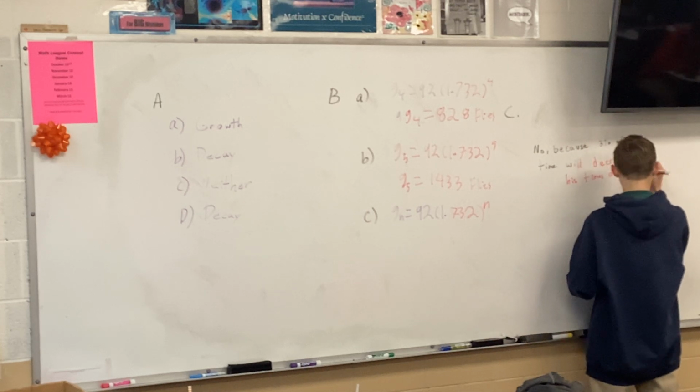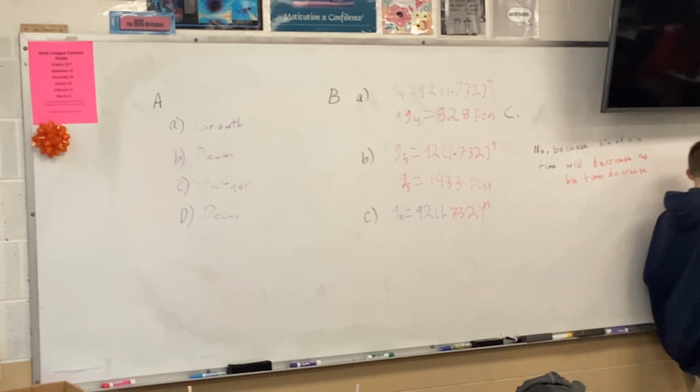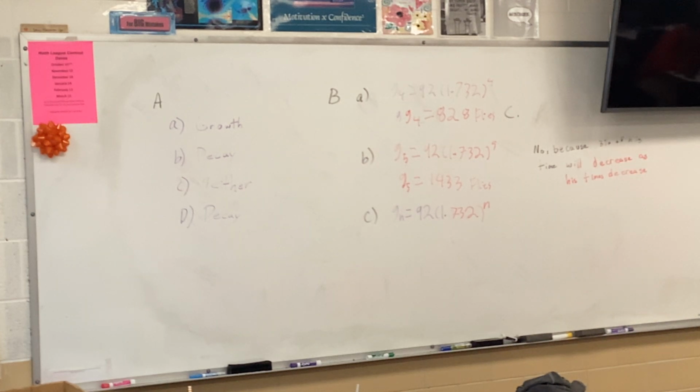That's right. Well, I got 14, 34. And let's talk about these. Okay, let's look at A. So if it says growth or decay, you mean exponential growth or decay, right? Okay. So what do we think?